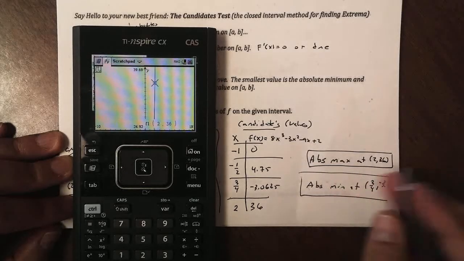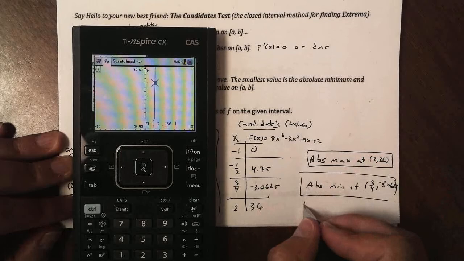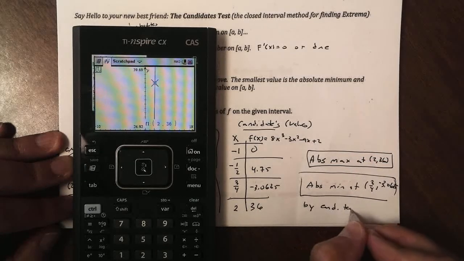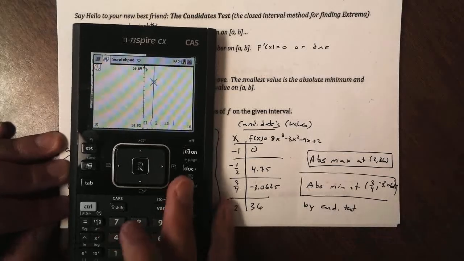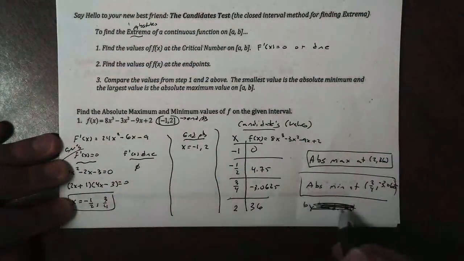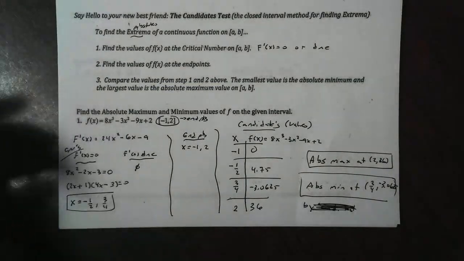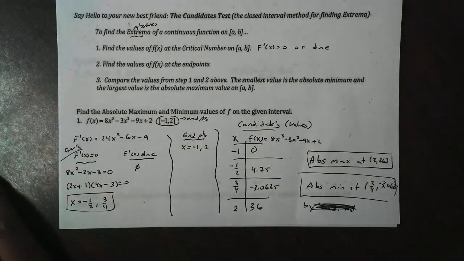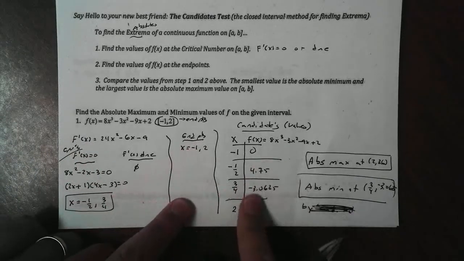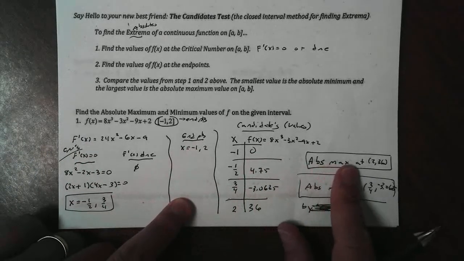Now, if you want to put down a justification, the AP is not so big on this anymore. You can say by candidates test. And if you say by EVT, extreme value theorem, that's okay too. But candidates test is fine. But you don't have to put this down anymore. And that's how we find the absolute max and minimum. Find the critical numbers, find the endpoints, test all of their values, and then you're going to look at it.